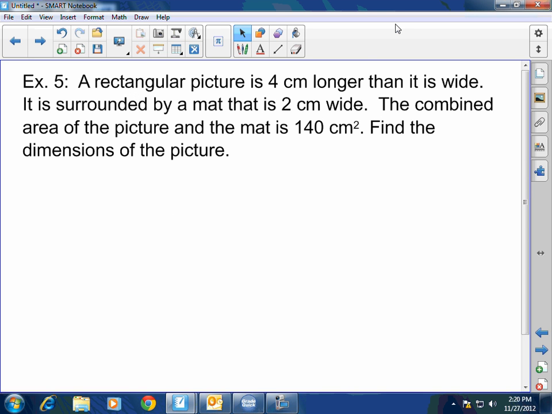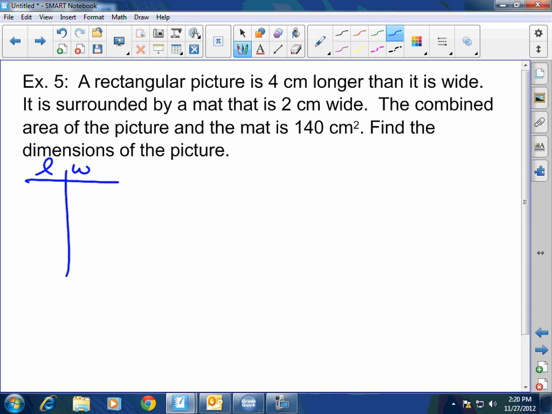Now, how about this one? A rectangular picture is 4 centimeters longer than it is wide. It is surrounded by a mat that is 2 centimeters wide. The combined area of the picture and the mat is 140 centimeters squared. Find the dimensions of the picture. Remember always, tables help a lot. We have a length and we have a width, and it says that the picture is 4 centimeters longer than it is wide. So what do we know nothing about?